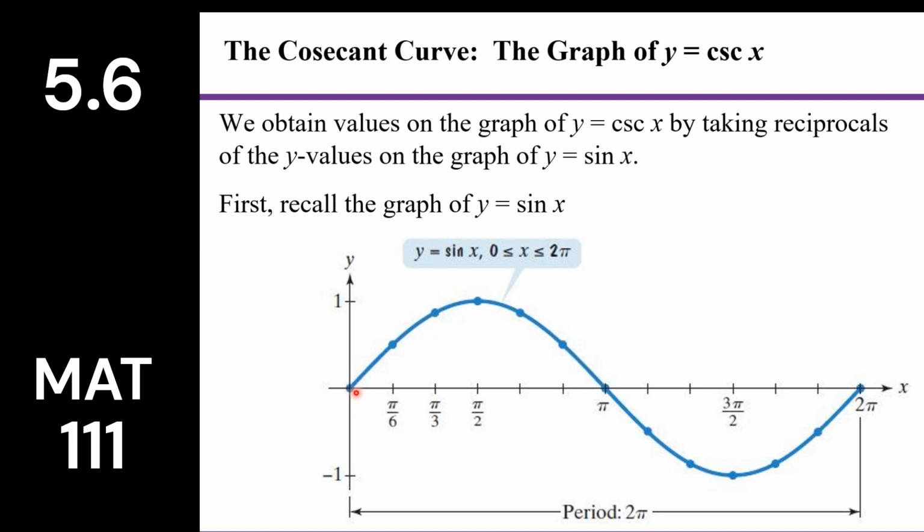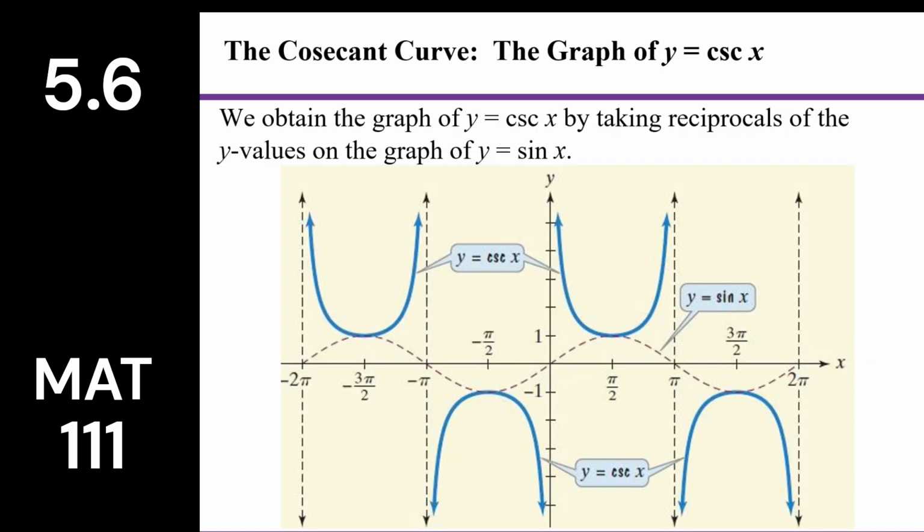At 0, it's at a height of 0. At 90 degrees or pi over 2, it's at a height of 1. It comes back down to 0 at pi or 180. At 270 degrees, it's at -1. And then at 2 pi or 360, it's back up to 0.